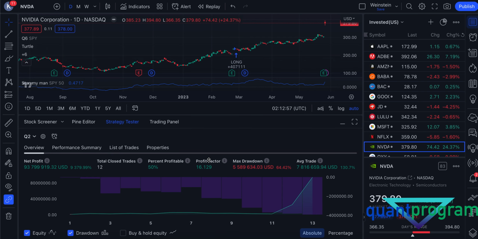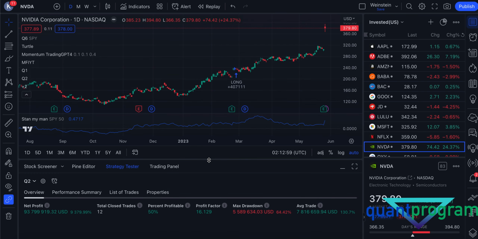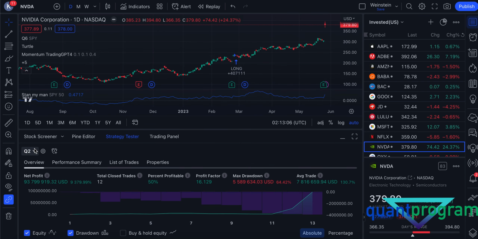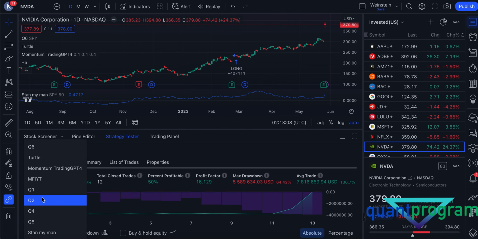So we don't know how long it's going to ride. Well, the code has got a pretty good exit condition as well. So now let's go into Q3. Q3 is not going to be here because Q3 is only meant for SPY index fund. It's a mean reverting strategy, so it has both long and short conditions.